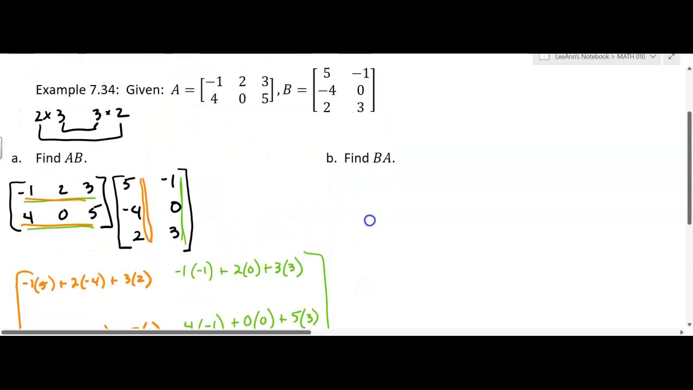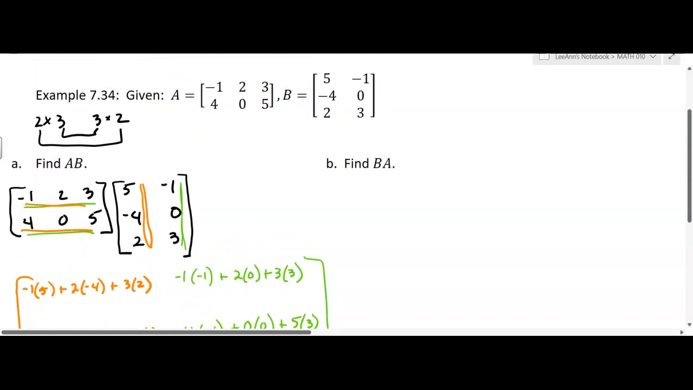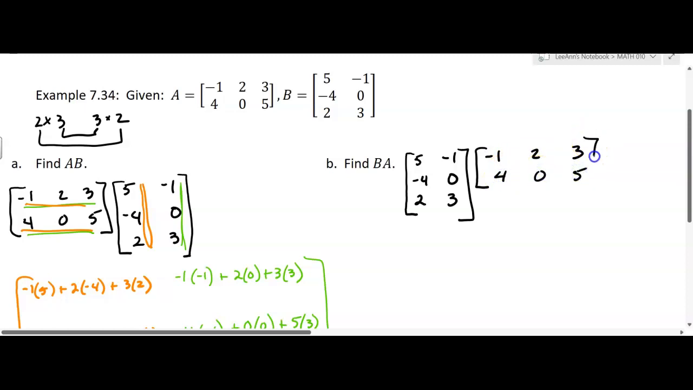Now we have to switch it. Now remember we said it's not commutative, but that doesn't mean you can't multiply the other way. It just means our answer might not be the same thing. Okay, so B, which is [5, -1; -4, 0; 2, 3], times A, [-1, 2, 3; 4, 0, 5]. Okay, so that's how it lines up.